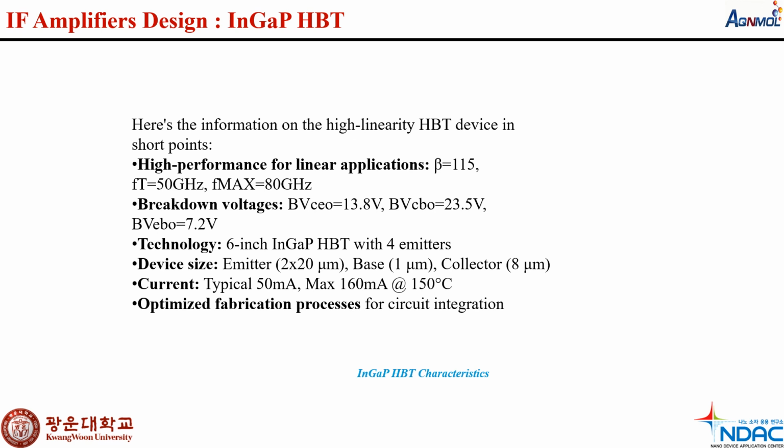The typical operation is 50 microamperes current and a maximum of 160 microamperes at a 150 degree Celsius junction temperature. For the fabrication process and optimization of MMIC technology, capacitors, spiral inductors, resistors, via holes and transmission lines are available for this indium gallium phosphide HBT technology.